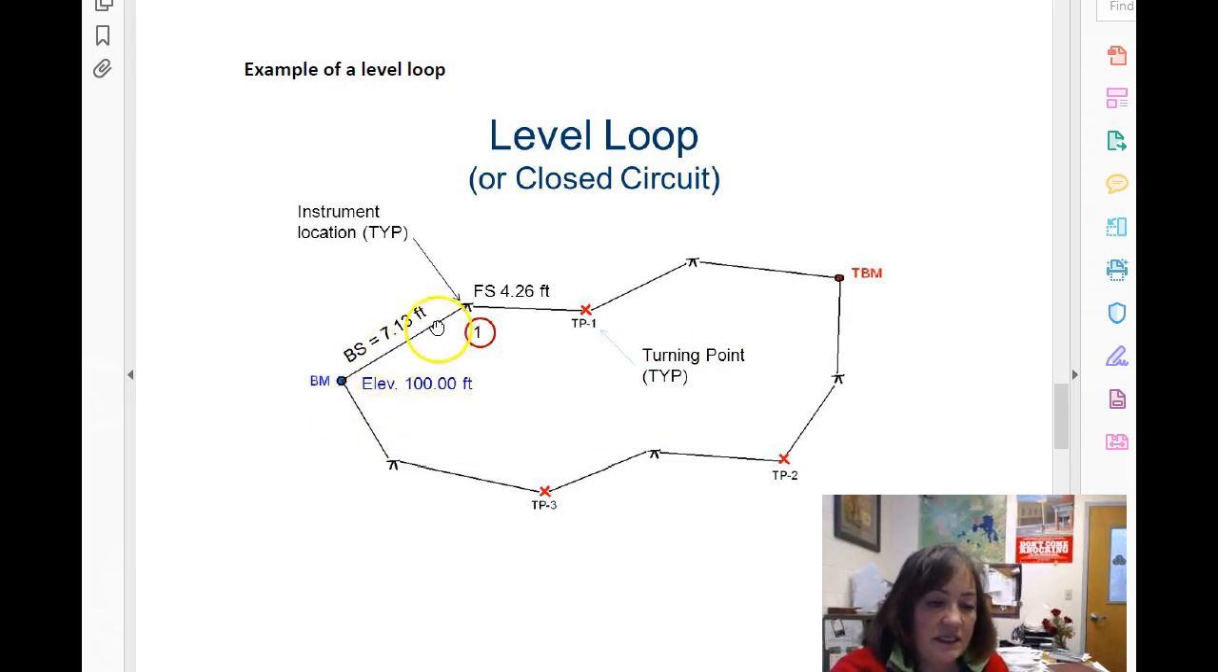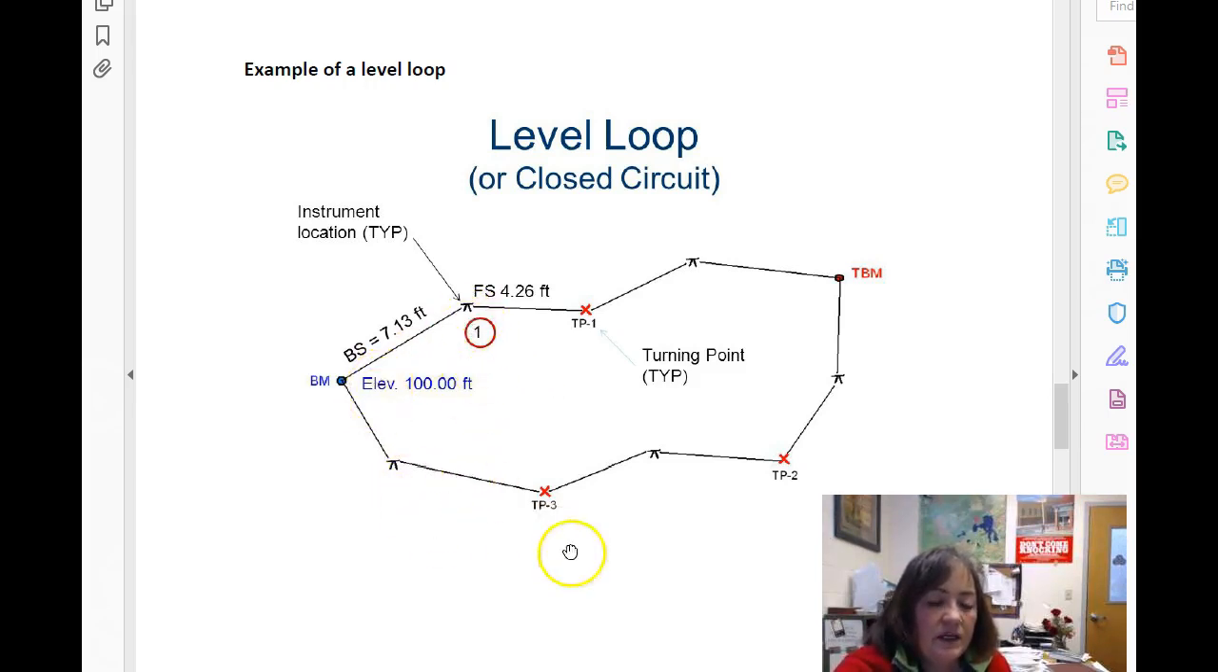But as you can see, the little symbol here that looks like pi, this is the same symbol that I've used in class to show you this is where the instruments are set up. So for this loop, they would have had 1, 2, 3, 4, 5 instrument setups. I think we're going to have maybe 2, 3, or 4. It depends on how I set this up when I go outside.